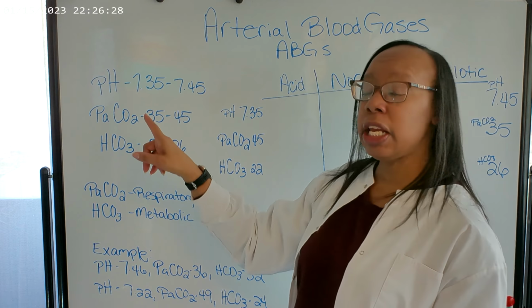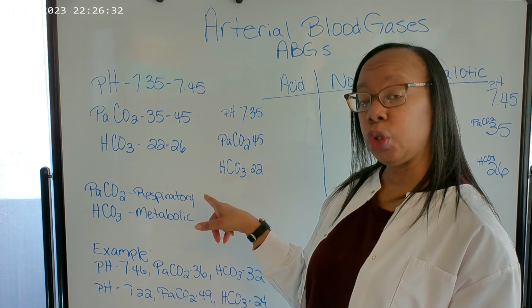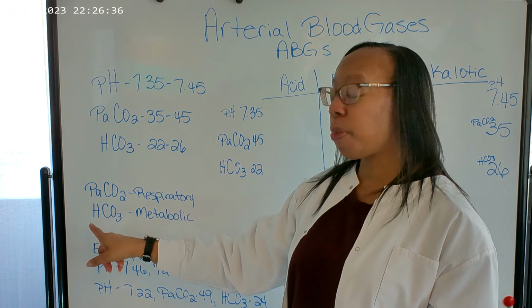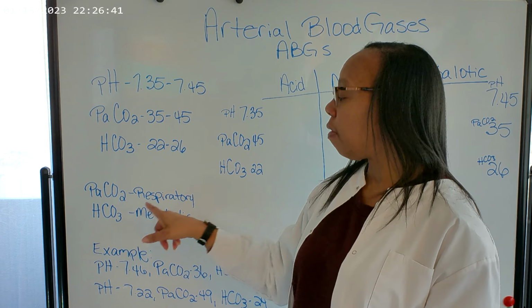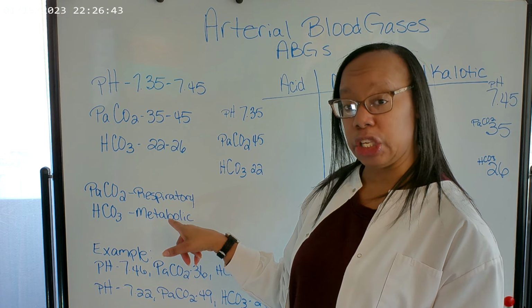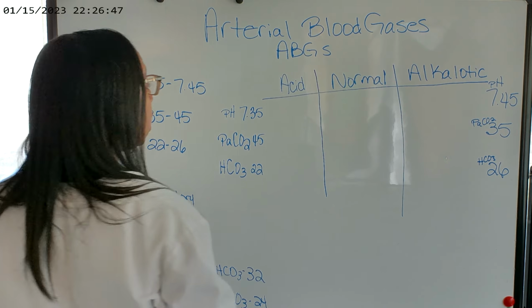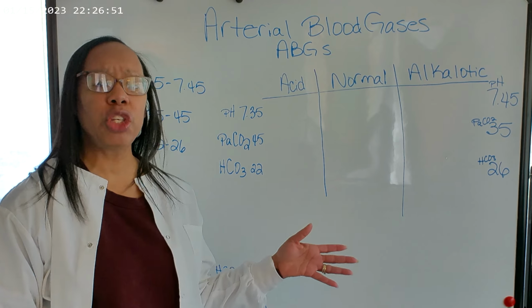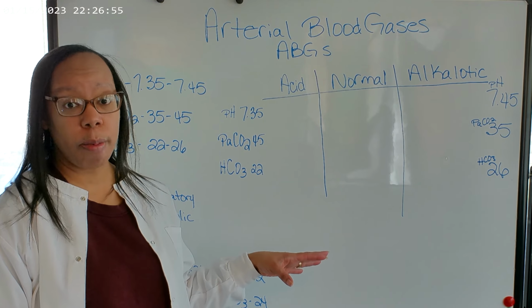Understand, if our problem is going to be with our PaCO2, it's going to be a respiratory issue. However, if our problem is with our HCO3 or our bicarbonate, the issue is going to be a metabolic issue. Okay? Now, let's look at this. There are several different ways you can do these, so today we're going to talk about doing the tic-tac-toe method.